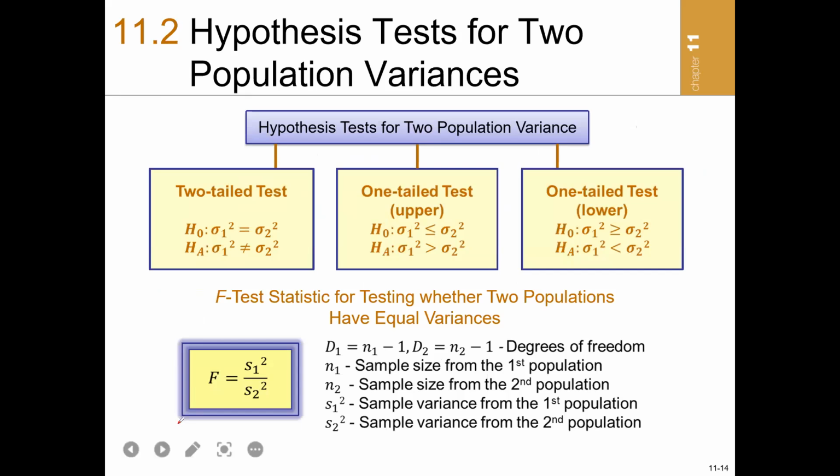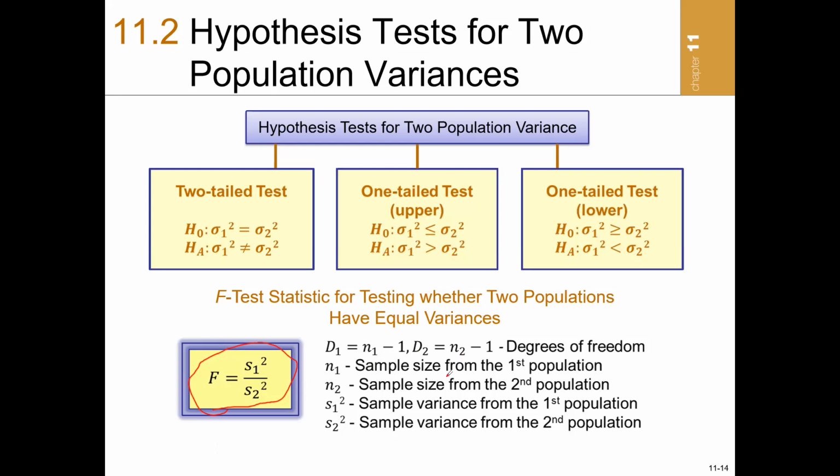Now, this is the formula for finding your computed F. Your computed F is the sample variance of group 1 divided by the sample variance of group 2. And then, of course, for you to get your critical F, we will read from a table. So we need degrees of freedom. The degree of freedom for group 1 will be n1 minus 1. The degree of freedom for group 2 will be n2 minus 1.